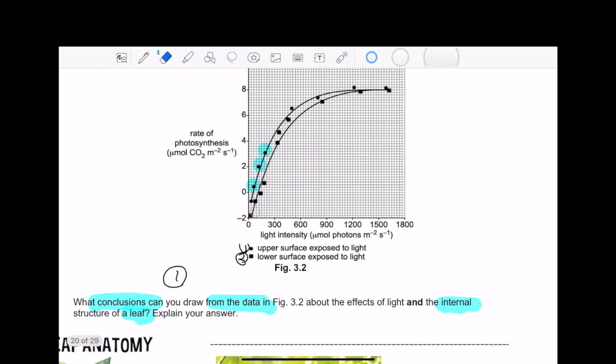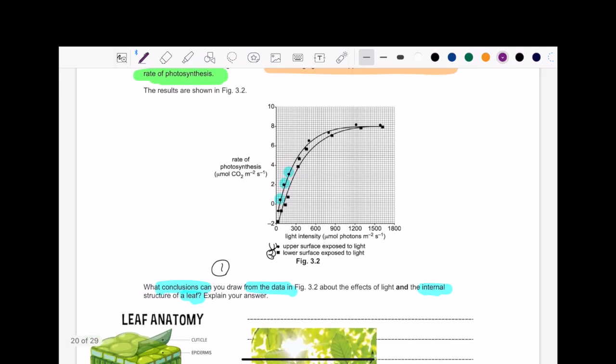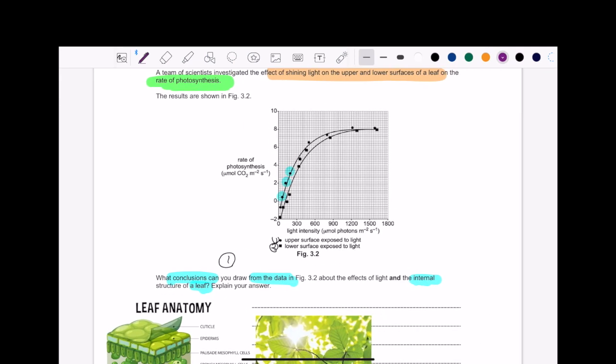So on to actually answering the question. Well, we start off by giving a clear description of the graph. You can say, well, at low light levels or low light intensity, the photosynthetic rate is greater when the light is shone on the upper surface, right? That was the thing we were talking about here. So that's one mark.